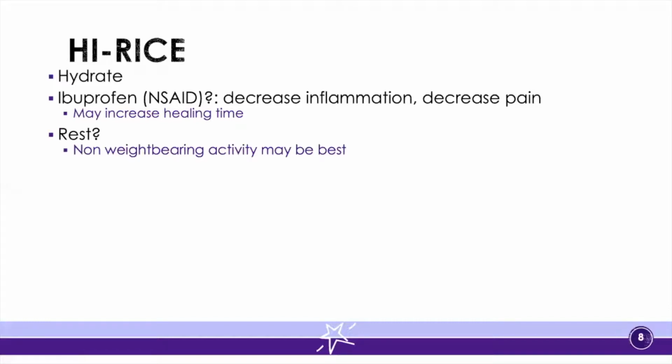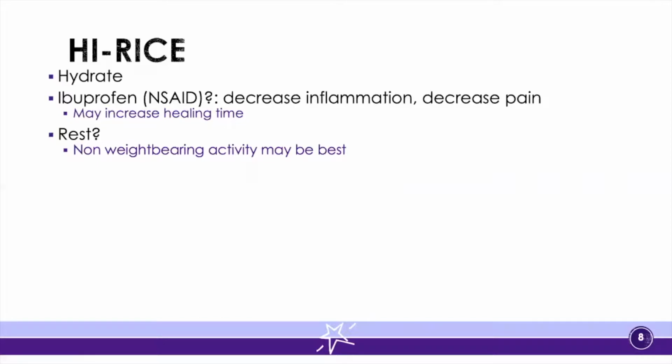Rest. Rest is the R in the RICE formula. So, this is the idea that we should get off of the injured area and not use it for activities. But what we are actually finding within the literature is that non-weight bearing activity might actually be good for us. So, yes, we need to rest in the sense that we probably should not be re-aggravating any of the injury, but it doesn't mean that we should stop all activity entirely. Instead, we can use other parts of our body to continue exercise and to increase our physical activity because it can increase blood flow in general and it helps us in the healing process.